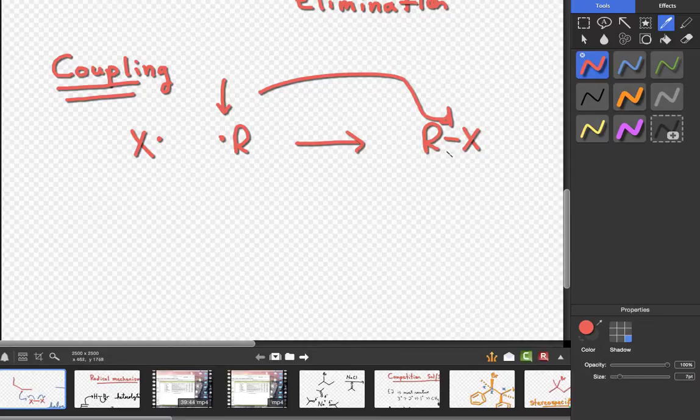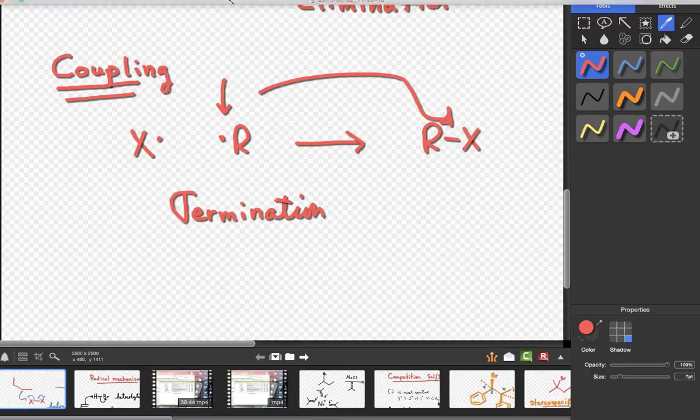This is coupling. Radical reactants making a non-radical product. This is a termination step. So radical mechanisms have three steps: an initiation, a propagation, and a termination. What I want to do now is go through how we can convert an alkane to an alkyl halide, stringing together many of these mechanistic steps.